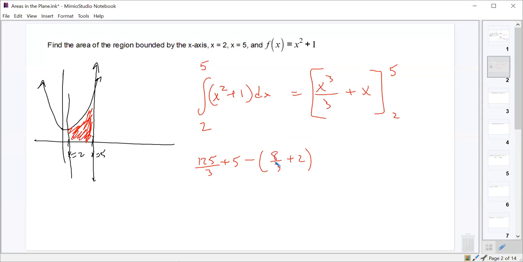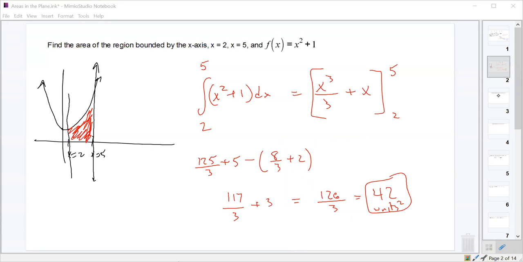125 thirds minus 8 thirds should be what, 117 thirds? And then plus 5 minus 2 would be plus 3. So that'd be 126 thirds, or 42. And when we talk about area, even if there's no units given, we're going to indicate it with units squared. Good or no? Everyone okay with that? Yep. All right, that should be easy, no different than what we've been doing in the past.